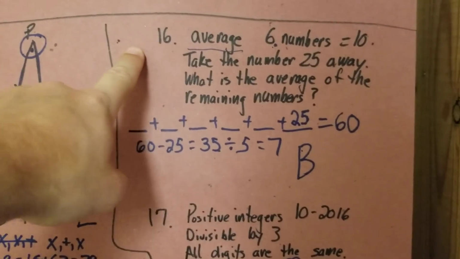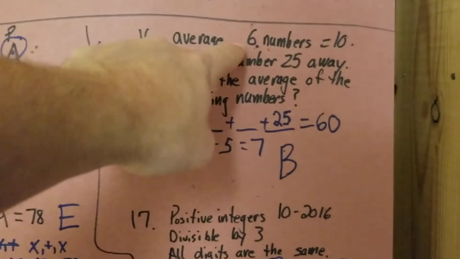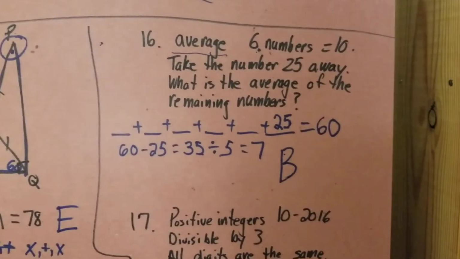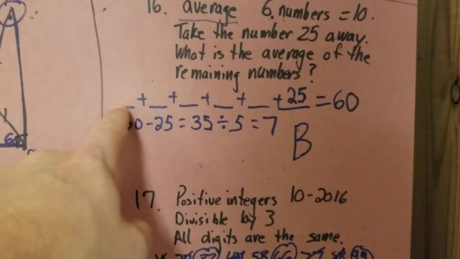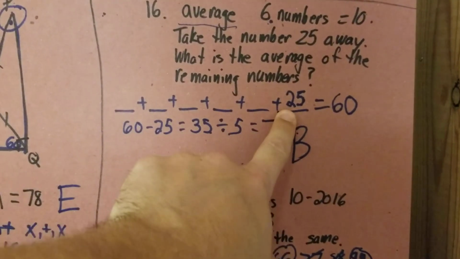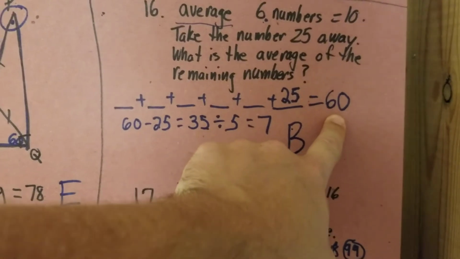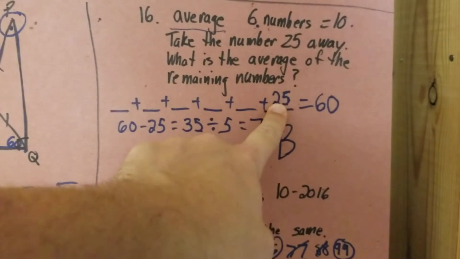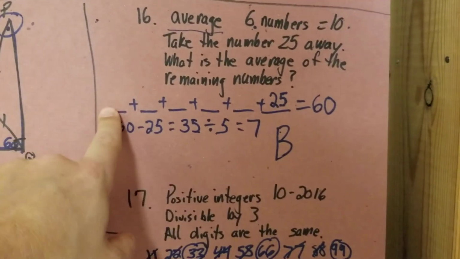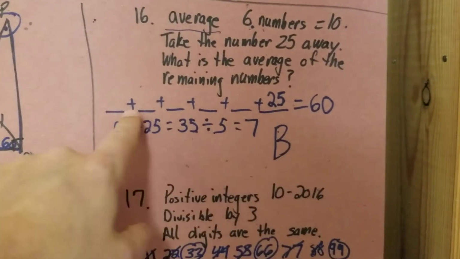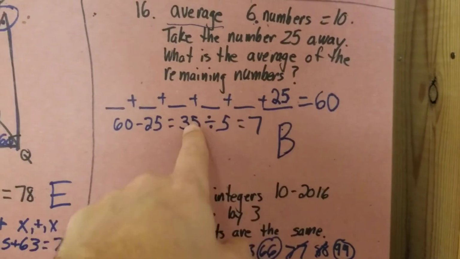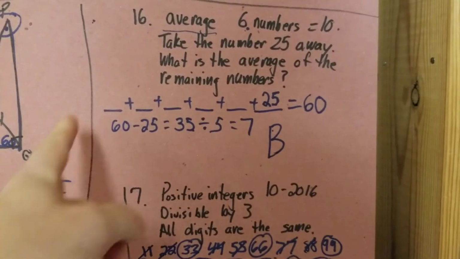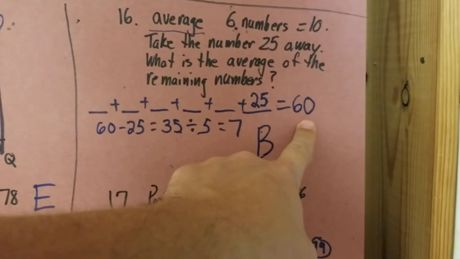Number 16 says that you have the mean or the average of 6 numbers is 10. If you take away the number 25, what's the average of the remaining numbers? So I have 1, 2, 3, 4, 5, 6 numbers equals 60. How do I get 60? Well, to find out average, you need to add the 6 numbers and divide by how many numbers there are. So these 6 numbers, when I add together and divide by 6, is 10. So when I add them together, the answer is 60.